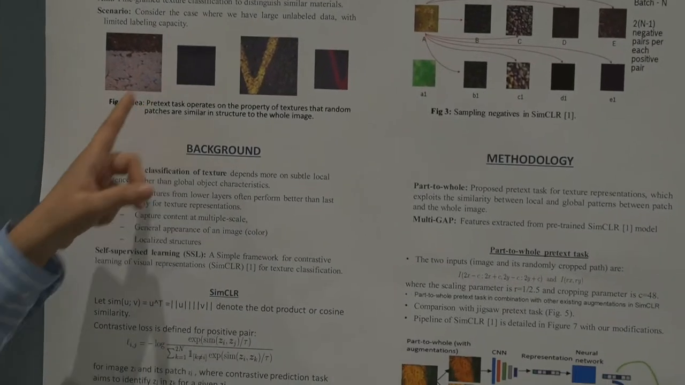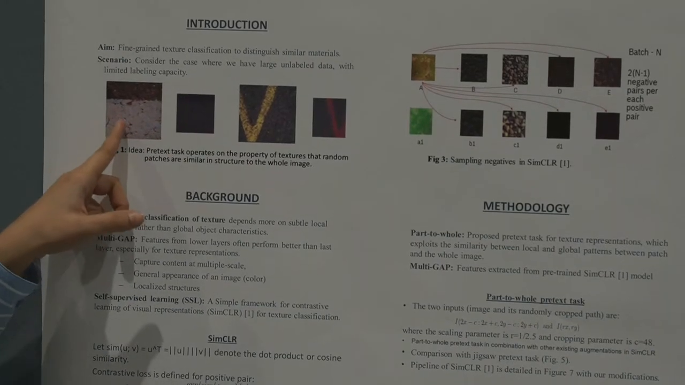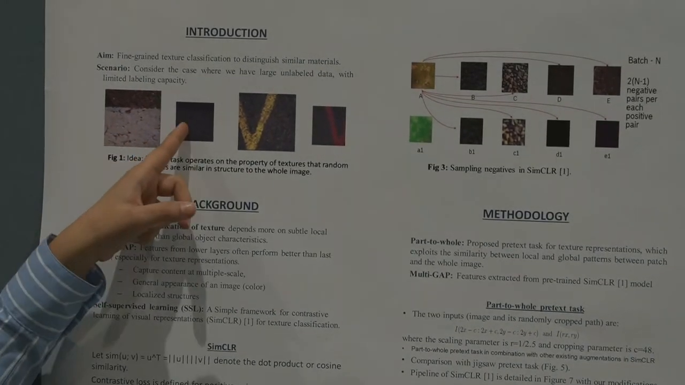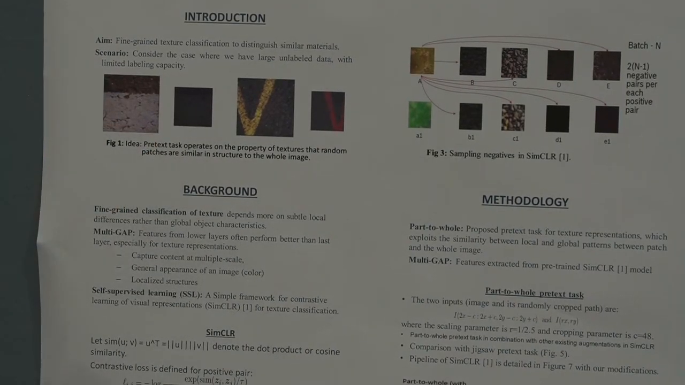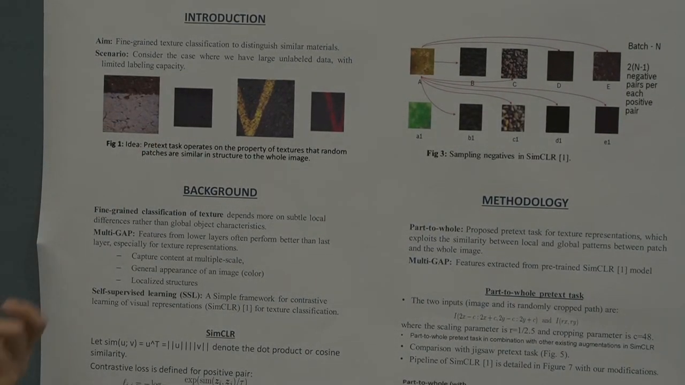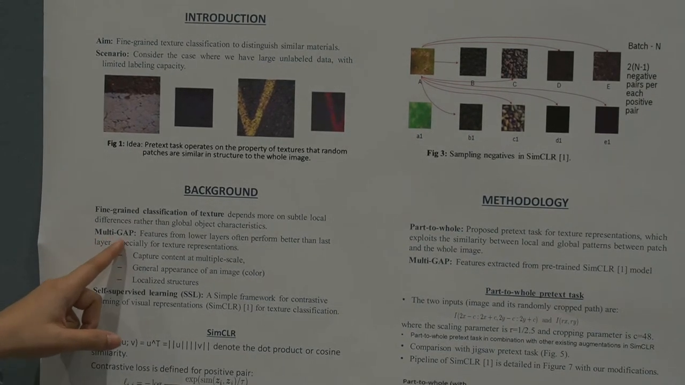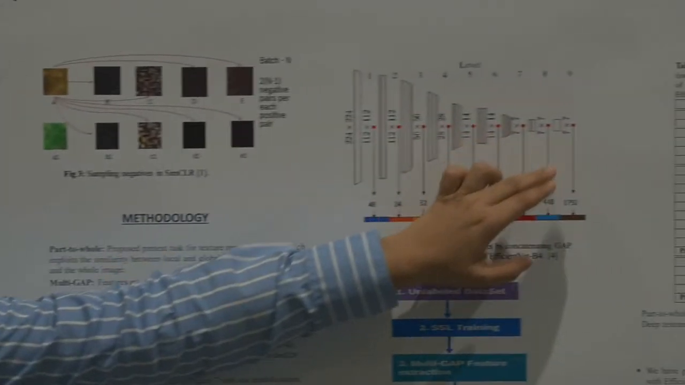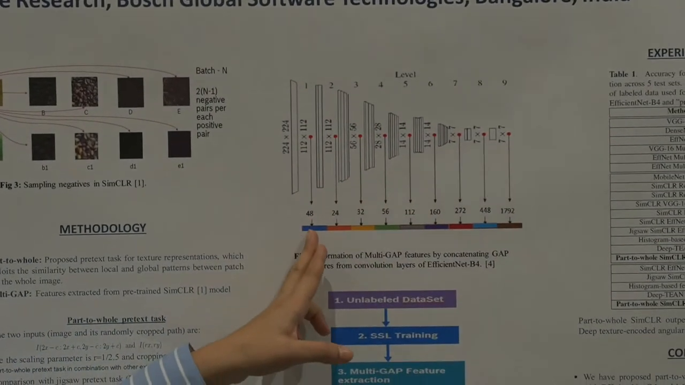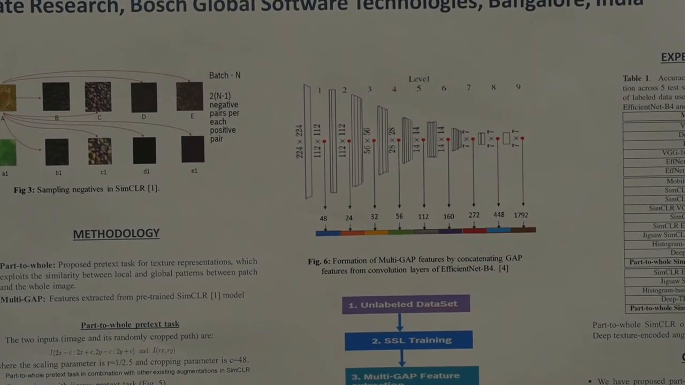The first is to use the part-to-whole pretext task, wherein we take a random crop of the whole image and apply different data augmentations, and this must still be similar to the original source image because they belong to the same texture. The second idea is to use multi-GAP features, that is multiple global average pooling features, wherein instead of taking only the last convolutional layer, we extract features from all the convolutional layers and concatenate them together.